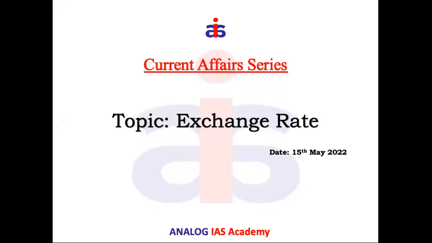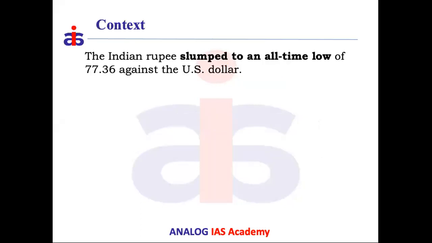The exchange rate. See what is the context here? Recently we saw the headlines wherein the Indian rupee plummeted to an all-time low, crossing 77 rupees against the US dollar for the first time. So in this context, we'll see everything about this exchange rate and the fall of this exchange rate, and specifically why there is a heavy fall in the exchange rate of the Indian rupee with respect to the dollar.